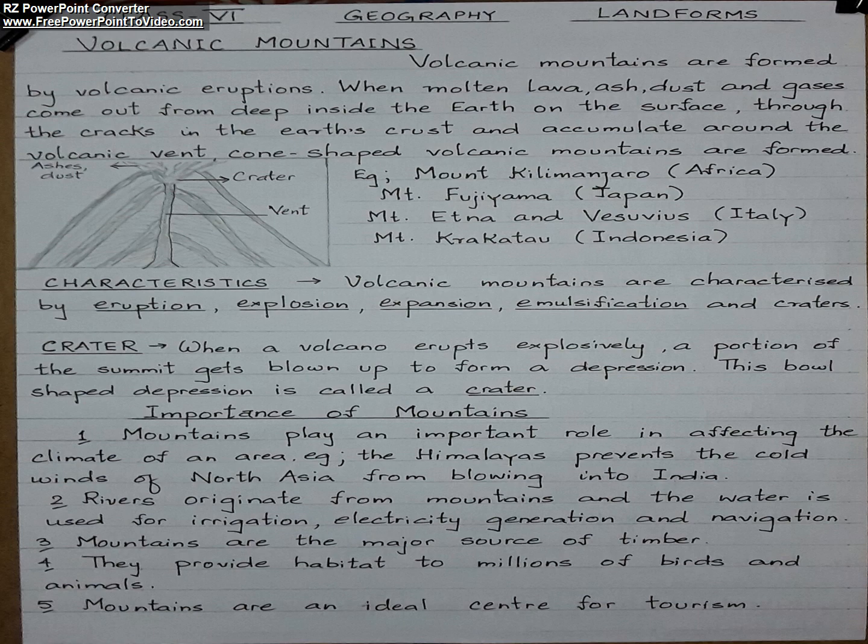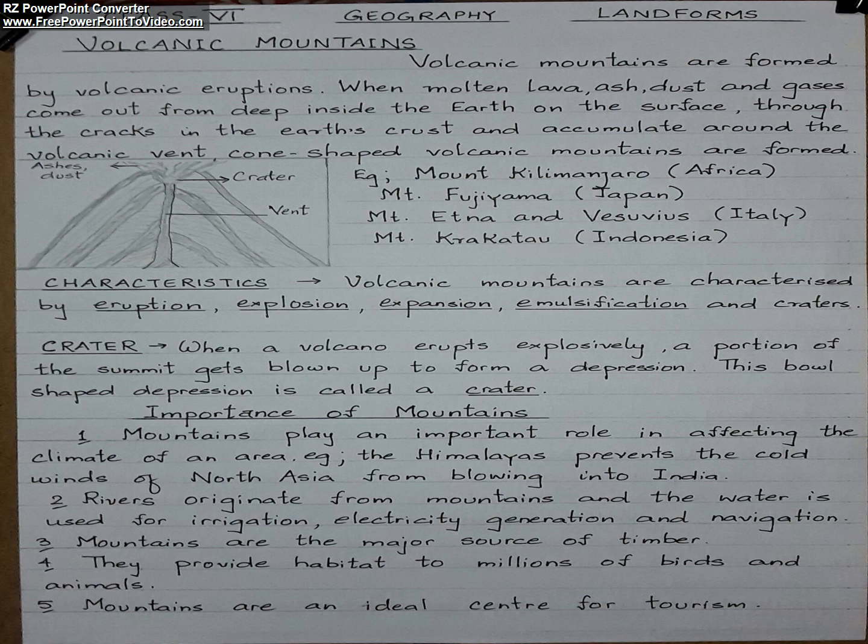And today we will see volcanic mountains. Volcanic mountains are mainly formed by volcanic eruptions when molten lava, ash, dust, gases all come out from deep inside the earth onto the earth's surface. It comes out through the cracks in the earth's crust and accumulates around the volcanic vent, and ultimately a mountain that is cone shaped is formed.